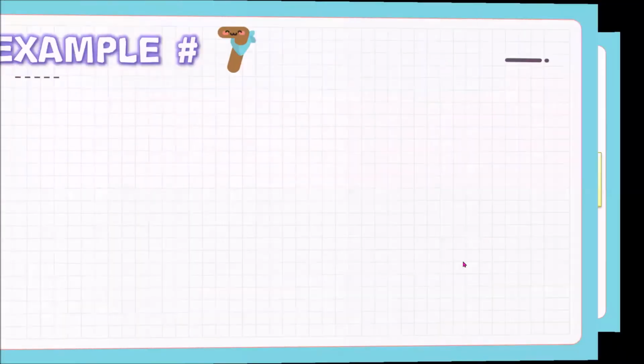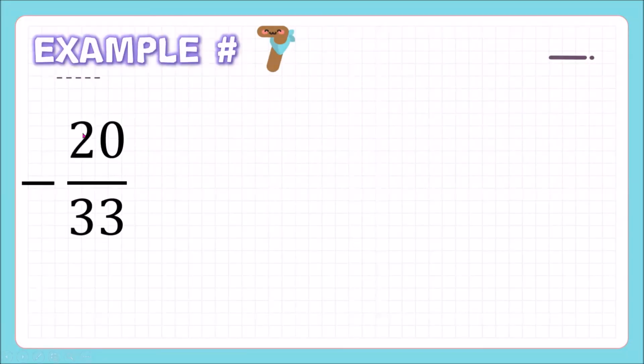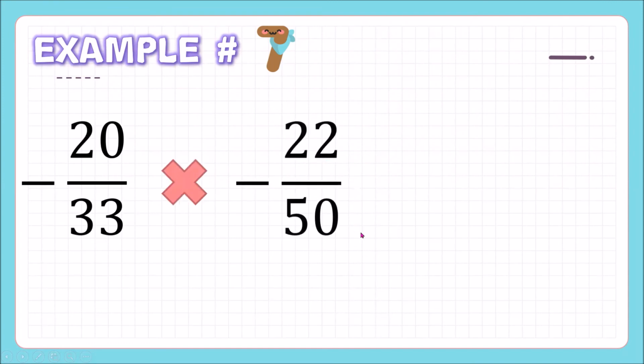Next, number 7. We have negative 20 over 32 times negative 22 over 50. So our cancellation here is diagonally. So 20 and 50, we divide by 10. So it will become 2, and this one will become 5. 33 and 22, divide by 11. So it will become 3, and then it will become 2.